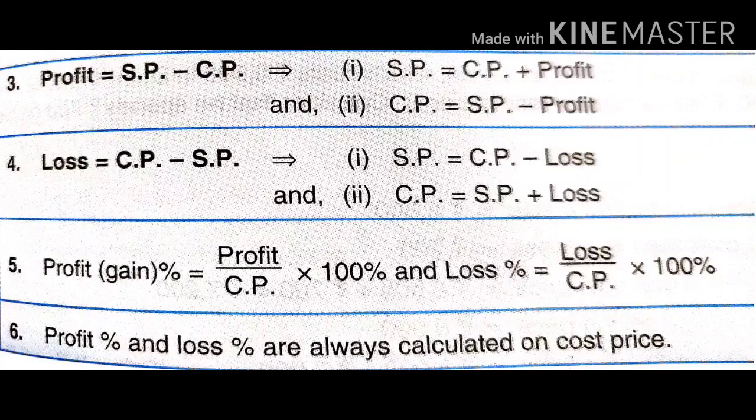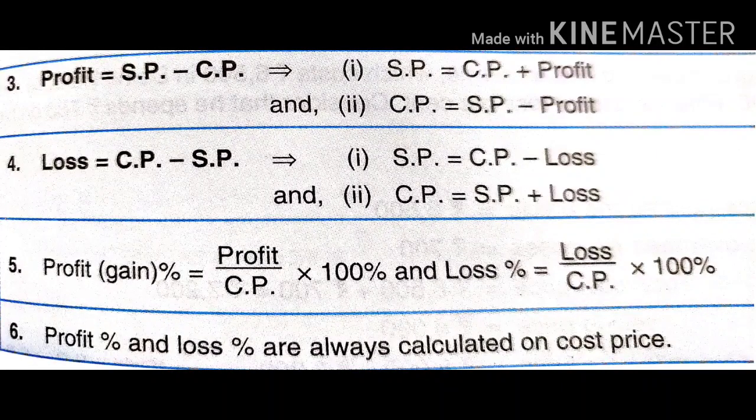What does it mean? It means that if you buy a pen for rupees 100 and if you sell the same pen at rupees 120, in this case you will have a profit of 20 rupees by selling the pen. Why? Because you buy the pen at 100 rupees, means cost price is 100 and selling price is 120. If selling price is greater than cost price, then we will have profit.